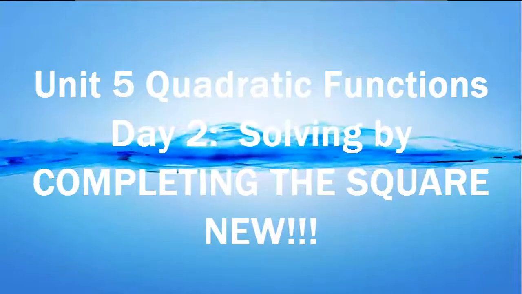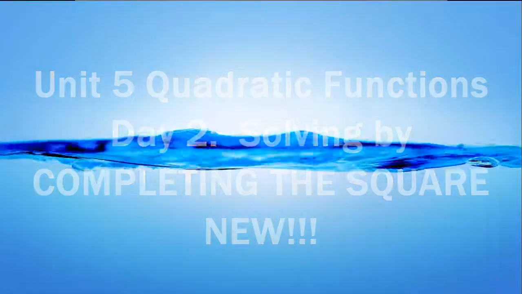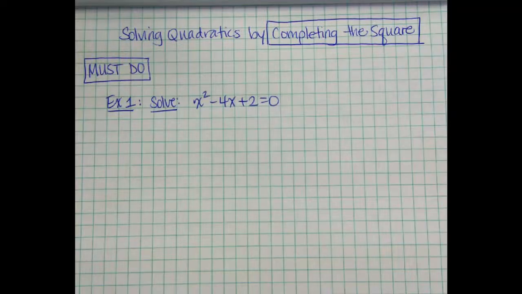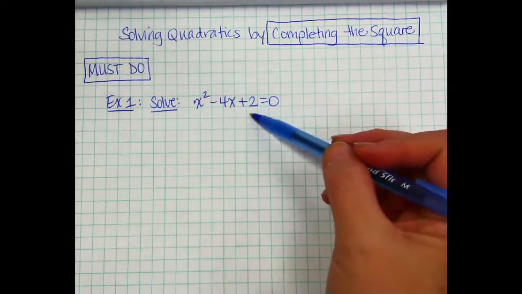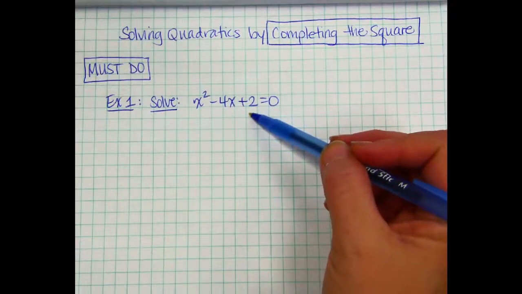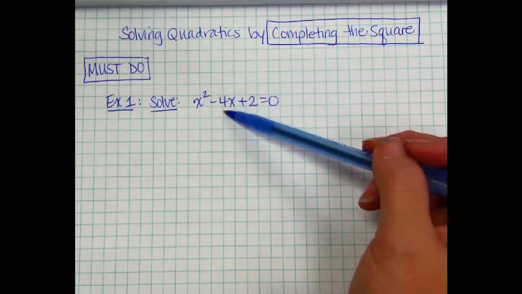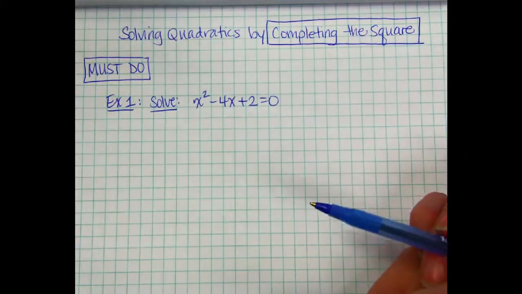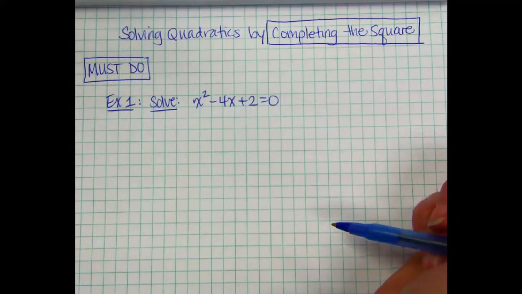Okay, so today we're going to talk about solving quadratics by completing the square. The reason we need completing the square is not everything is factorable. If you look at this first example on our paper, I have x squared minus 4x plus 2 equals 0. If I tried to factor this, I would need two numbers that multiply to 2 and add up to negative 4, and there are no such numbers, so I need something else. And today we're going to talk about something called completing the square.